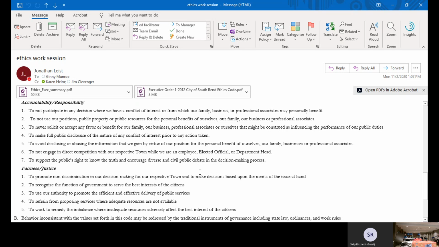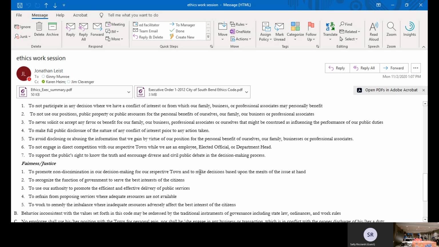To avoid disclosing or abusing the information that we gain by virtue of our position for the personal benefit of ourselves, our family, businesses, or professional associates. To not engage in direct competition with the town while we are an employee, elected official, or department head. To support the public's right to know the truth and encourage diverse and civil public debate in the decision-making process.